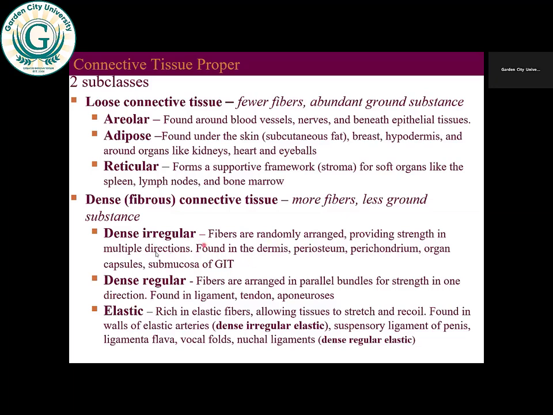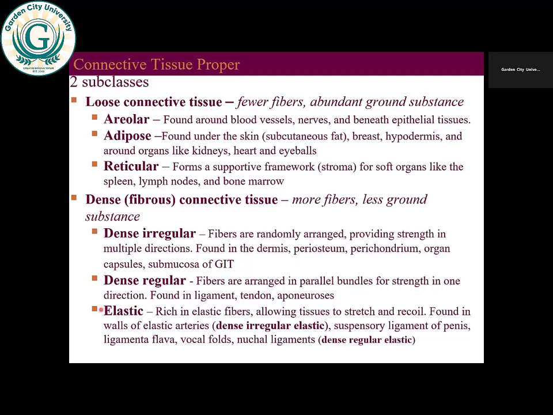Then the fibers can also be arranged in one direction. That will be a dense regular connective tissue. They are found in ligaments and tendons. Ligaments are dense regular connective tissue that connect a bone to a bone. A tendon is basically a connective tissue that connects a muscle to a bone. But if you want to be very specific, you say a tendon is a dense regular connective tissue that connects a muscle to a bone. The fibers are arranged in one direction.